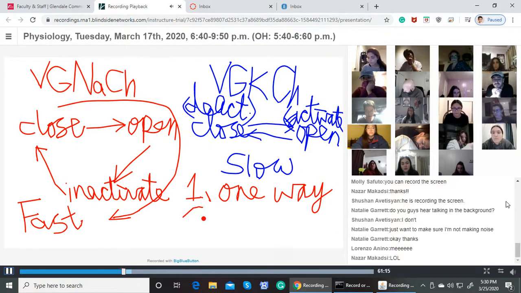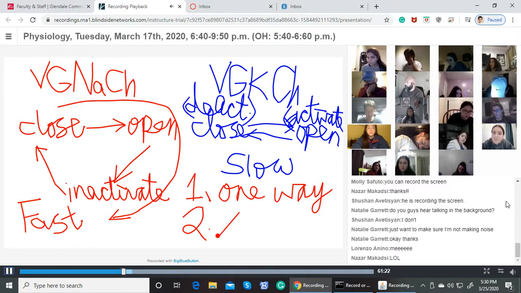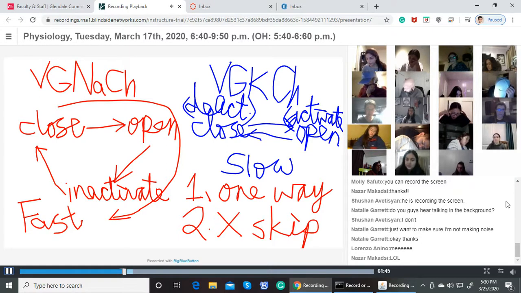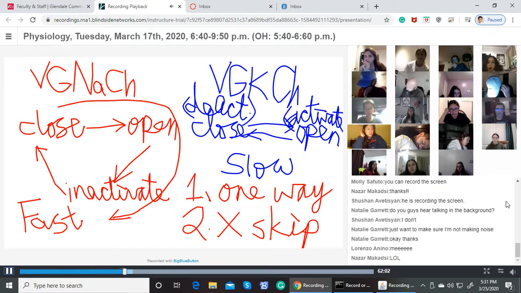And then the second property is that, okay, the cross means cannot skip. They cannot skip a state because they are stubborn. When they are closed, they cannot skip a state. They cannot skip open to become inactivate. When the channel is open, it cannot skip the inactivate state to become closed. When they are inactivate, they cannot skip the closed state to go directly into open. This is what I mean, cannot skip.